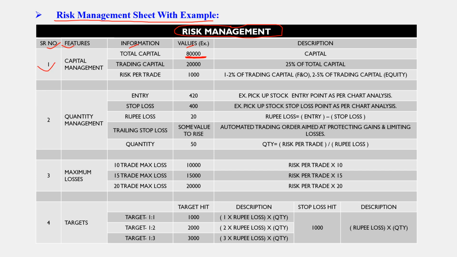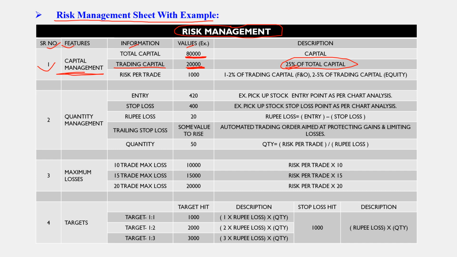The first stage is capital management. How to manage the risk? The first stage is the capital management. In the capital management, our total capital is 80,000. And what should be our trading capital? Trading capital is 25% of the total capital. This is important. This should be 25%. It means our total capital in that example is 80,000, and 25% of it is 20,000. This is our trading capital.